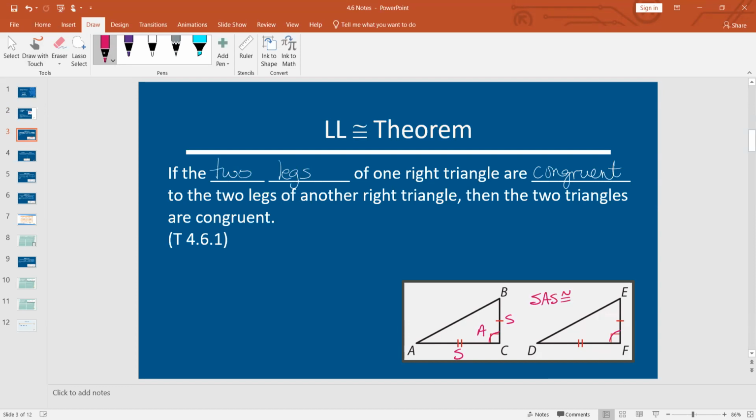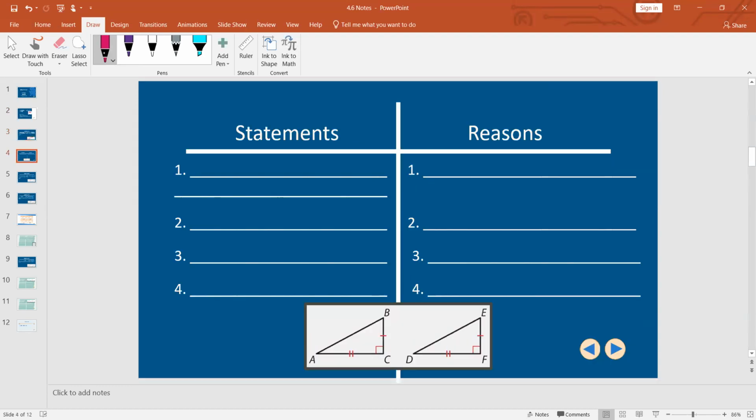The reason it only has two, LL instead of side-angle-side, is because those right angles are understood to be congruent. They're all 90 degrees. So it eliminates having to prove that third corresponding part of the two triangles. Let's go ahead and look at this in a proof. And this proof essentially works for the others that we're going to talk about as well.